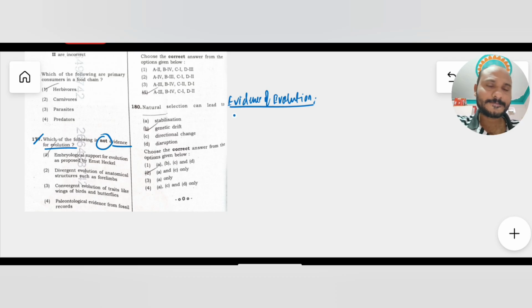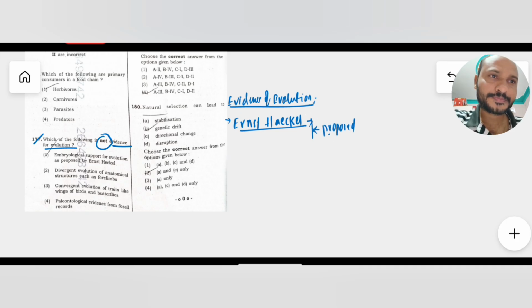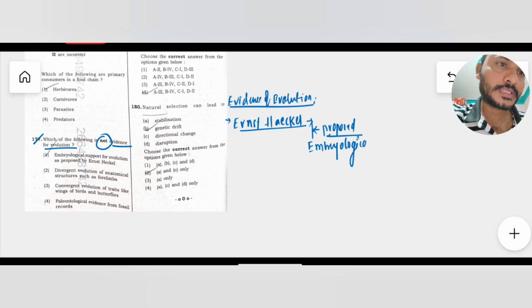Here we have to remember one important scientist, Ernest Haeckel. About Ernest Haeckel: he proposed embryological evidence for evolution.